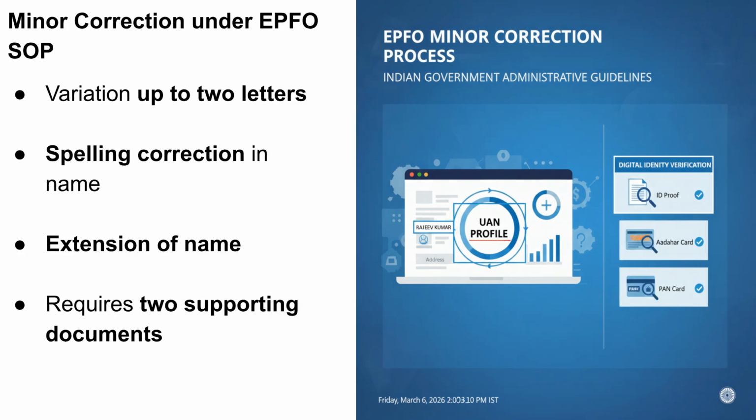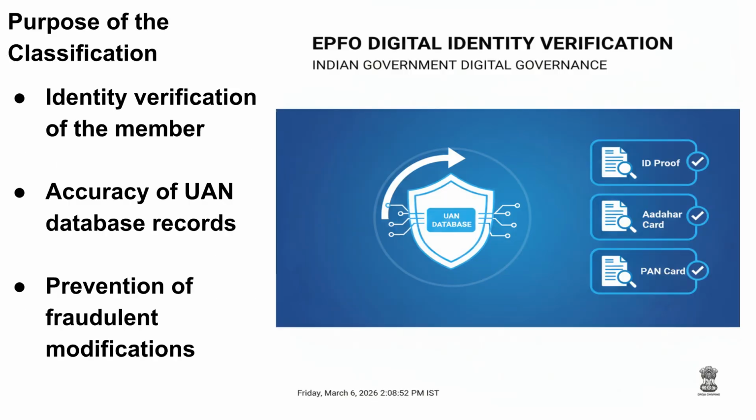A minor correction, on the other hand, includes variations of up to 2 letters, spelling corrections, or the extension of a name. Such cases typically require 2 valid supporting documents for verification. This classification mechanism enables the EPFO to accurately verify the identity of the member, maintain the integrity of UAN records, and prevent any incorrect or fraudulent modifications in the Provident Fund database.